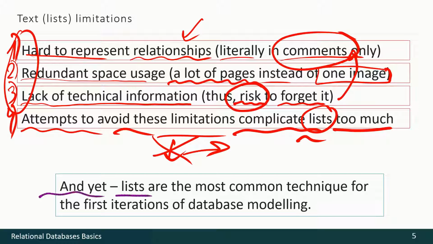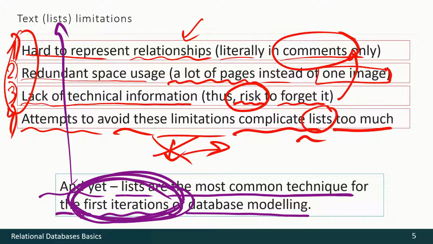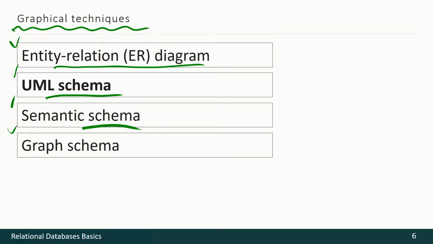But still, lists are the most common technique for the first iteration of database modeling because we have to discuss a lot with customer here, with some experts here. So lists, texts are really good for the first iterations of database modeling. We can either replace text approach or use text approach along with some graphical techniques like entity relation diagrams, UML schemas, semantic schemas or graph schemas.